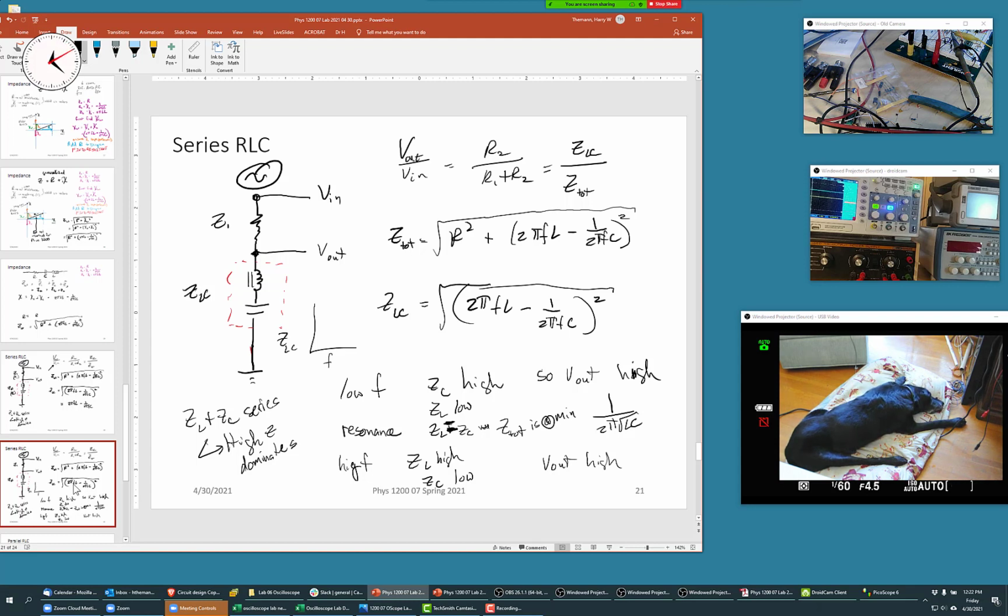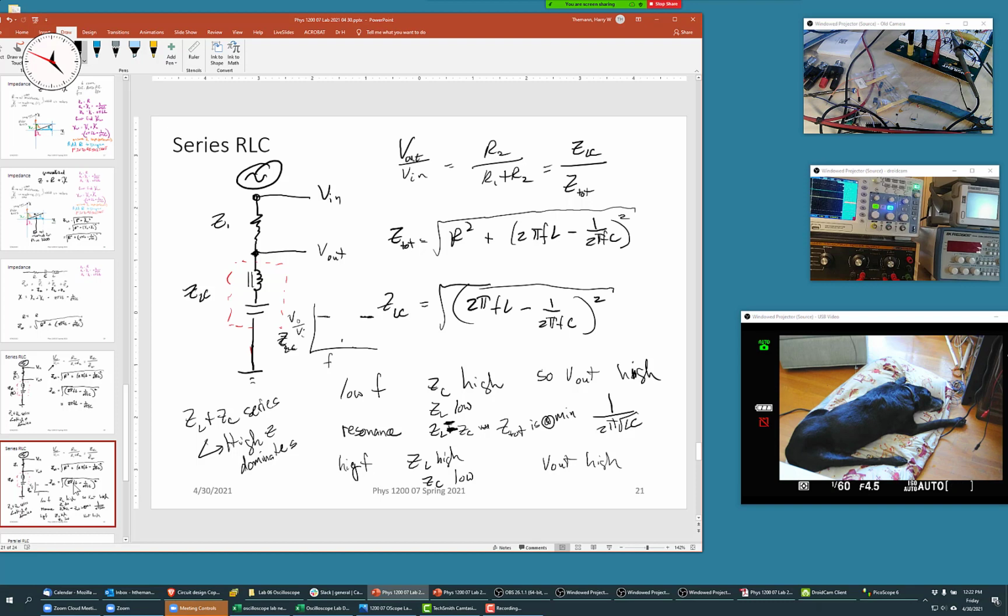at low frequency, the capacitor will have the higher Z. ZL will be low, but it doesn't matter because the high one dominates. And then at high frequency, the Z of the inductor will be high, so V out will also be high. So excuse me, I wrote ZLC here and I shouldn't have. This is V out over V in. So at high frequency, it will also be high because now the inductor will dominate.